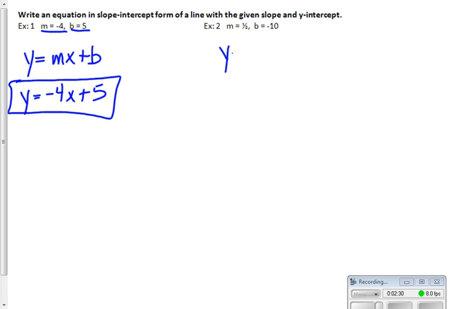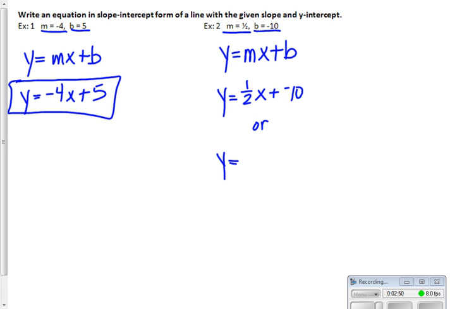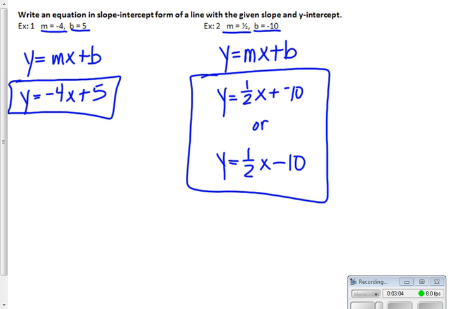Example 2, same thing, y equals mx plus b. You're going to substitute 1/2 in for your slope. So y equals 1/2 x, and in for b is -10. So you could say plus a -10, or you could have y equals 1/2 x minus 10. Both are saying the same thing because you could always add a negative to get that plus a negative. So either would be correct for example 2.